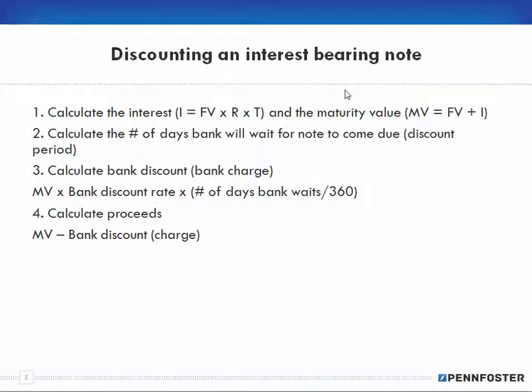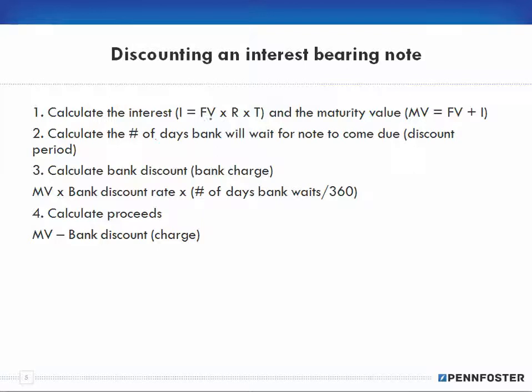Okay, so discounting on an interest-bearing note, the way you do it is you calculate the interest, right? And we're familiar with this formula, principal times rate times time from the previous chapter, chapter 10, but now we're calling it face value, and the maturity value is the face value plus interest. Same thing, just associate it in your mind. You don't have to memorize new formulas, okay?